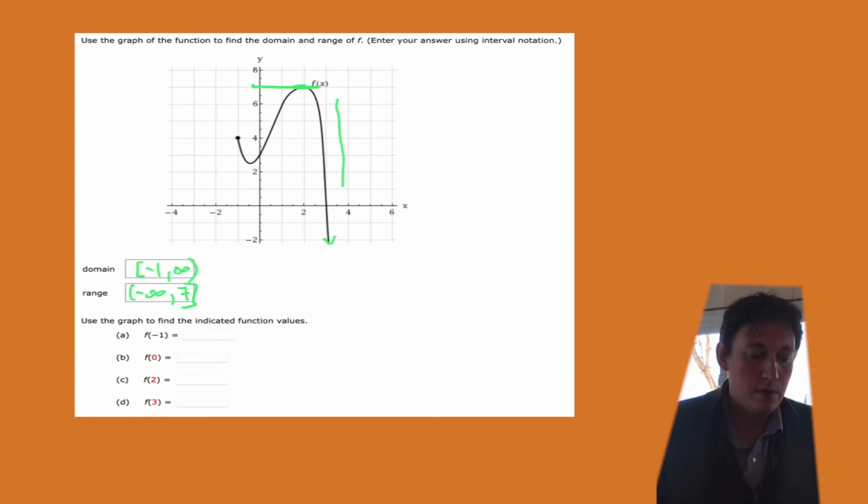Now the next part of this question asks what is f of -1. So now this is where the understanding of what it is that we're doing comes in. F of -1 is asking what is the value of this function at x equals -1. So here's x equals -1, which is here. If I go up from here, where is this function at -1? Obviously, it's this point right here. So what is the y coordinate of that point? And in this case, it's 4.